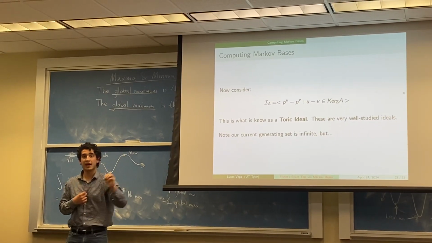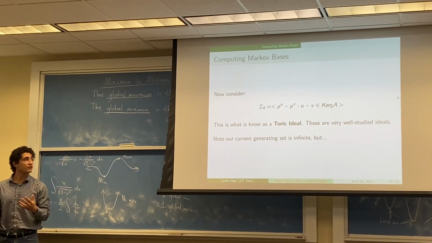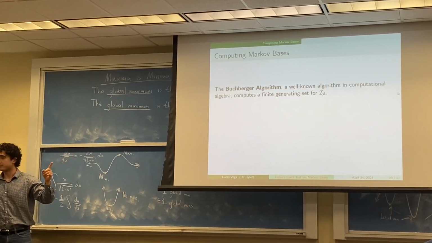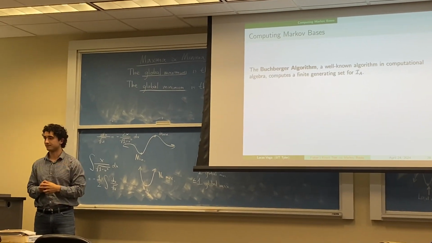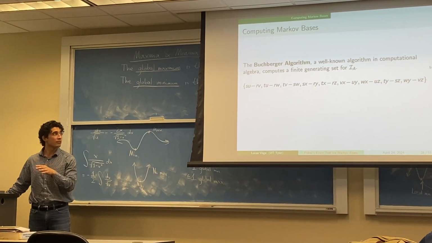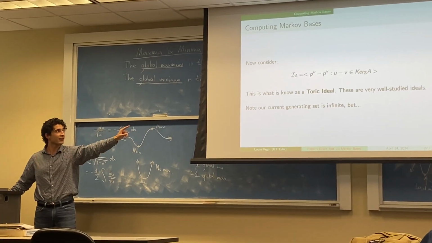However, there's an algorithm from computational geometry that allows you to get a finite generating set for that polynomial space. It's called the Buchberger algorithm. And this is what we get. So this set of polynomials can be used to generate the polynomial space described there.